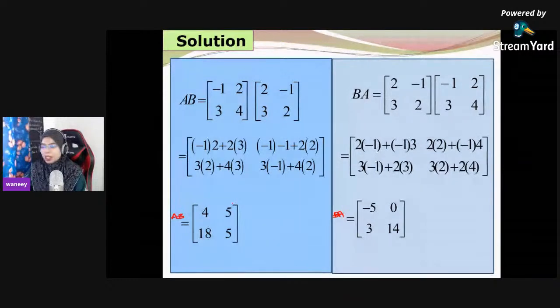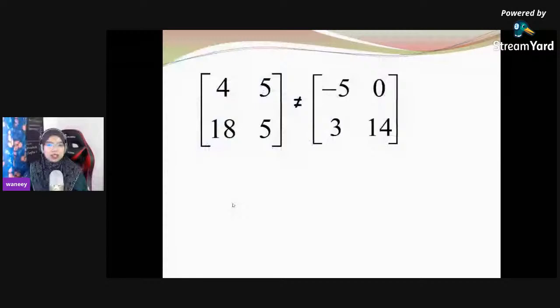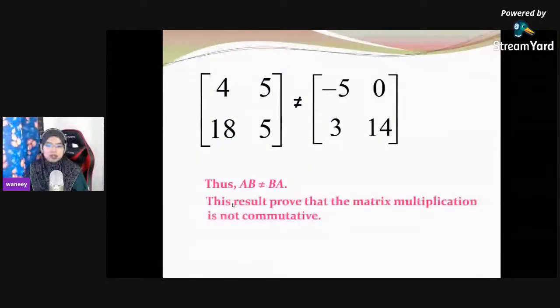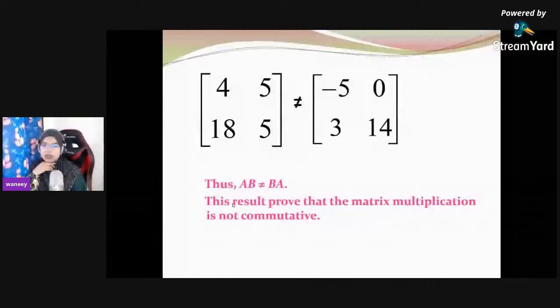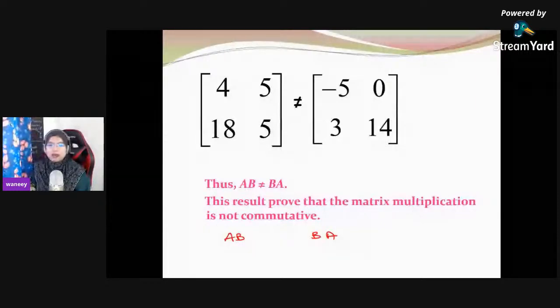Okay, so they are definitely not equal. Hence we can say that AB is not equal to BA. So this result proves that matrix multiplication is not commutative. So you got to be very careful whether you are multiplying AB or BA? Is it B times A or is it A times B? Because they are not equal.